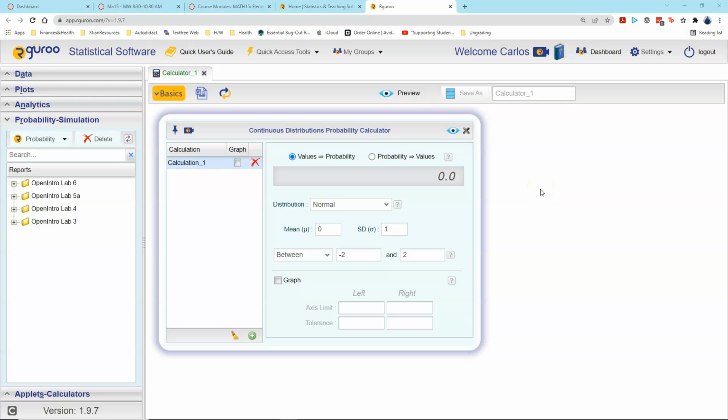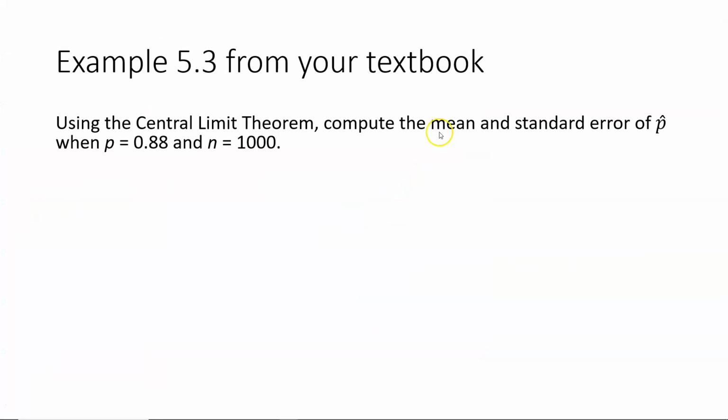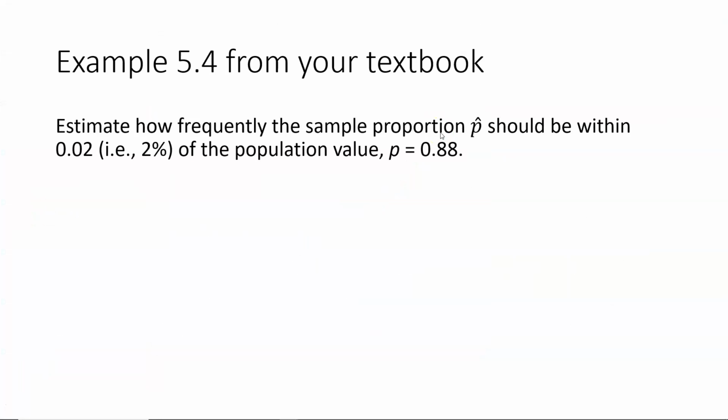All right, so here we are in our guru. I'm using the continuous distributions probability calculator for a normal distribution with a mean of 0, standard deviation of 1, and I'm looking between -2 and 2 for my z-score values, and the probability of that happening is 0.9545 or approximately 95%. So looking back at the original question, we were asked to estimate how frequently the sample proportion p hat should be within 2%. We now know the answer to that is approximately 95%.